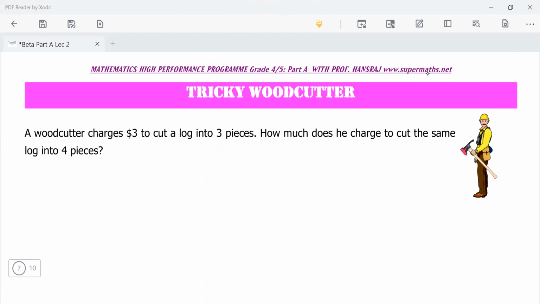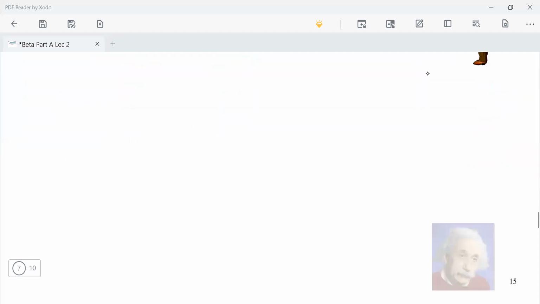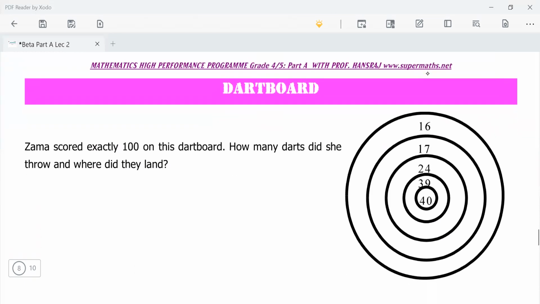Tricky woodcutter. A woodcutter charges $3 to cut a log into 3 pieces. How much does he charge to cut the same log into 4 pieces? Now be very careful. When it comes to the Einstein maths, the most obvious answer is never the correct answer. Well, most of the time, it's not the correct answer. So you might say, well, $3, 3 pieces. $4, 4 pieces. You will be wrong. You need to think this through very carefully. What do you think the woodcutter charges to do? Think through that firstly, and that'll help you to get some progress.